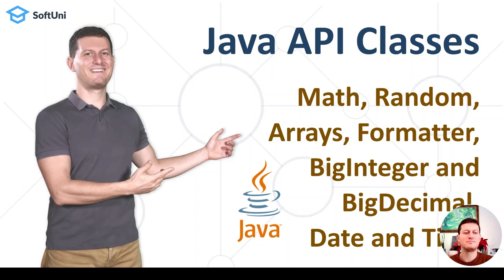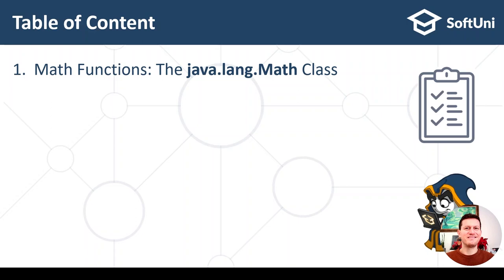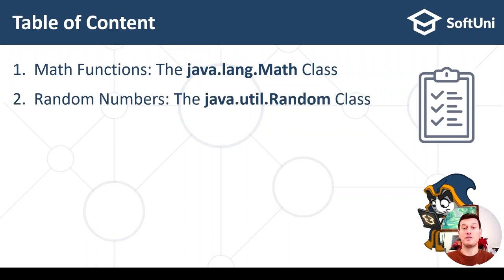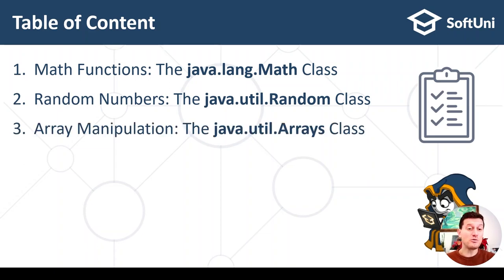Let's start. What shall we learn in this lesson? First, I'll talk about the math functions provided from the java.lang.Math class. Next, I will talk about random numbers and the random number generator from the java.util.Random class and how to generate random numbers in a certain range. Then I will talk about array manipulations and will demonstrate how to use the java.util.Arrays class for sorting arrays, for constructing arrays, and manipulating arrays.